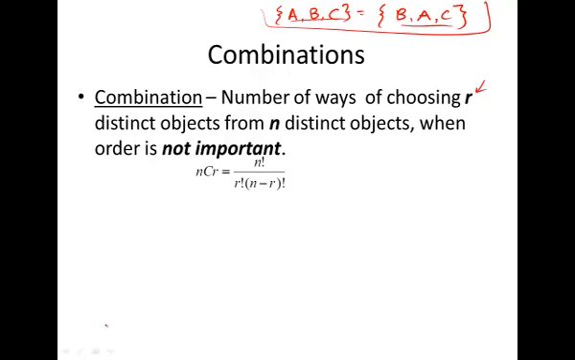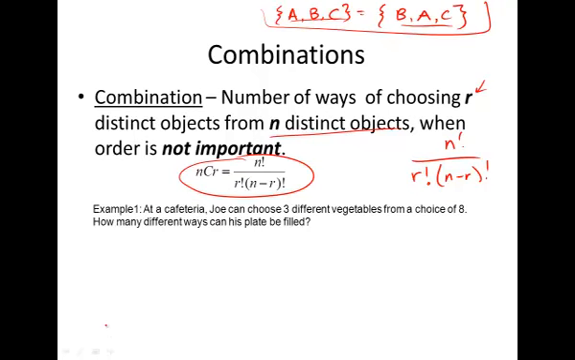All right? So this is the formula for it. It looks kind of complicated, but it basically says we're taking n factorial, the number of things that we're choosing from, factorial, divided by r factorial multiplied by n minus r factorial. There's also a calculator command for this as well.